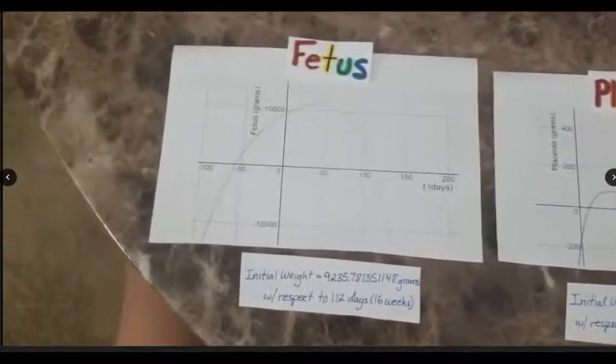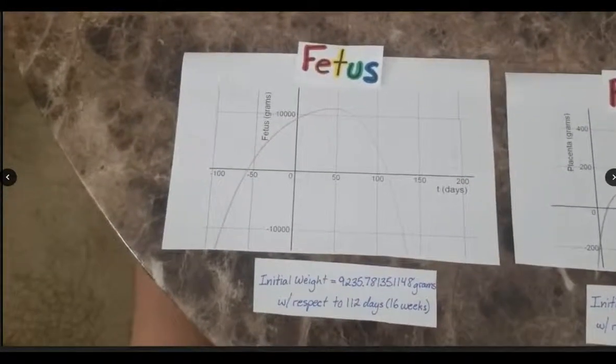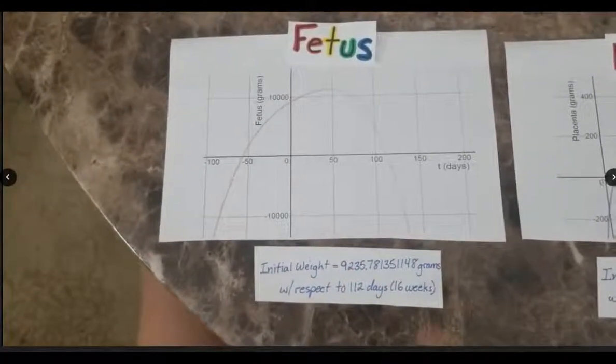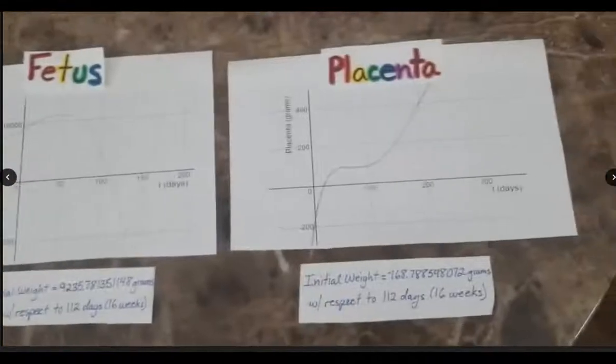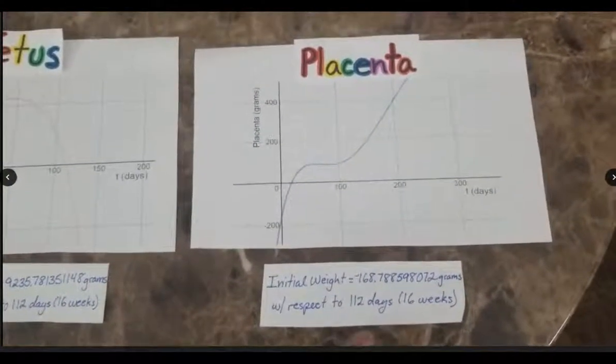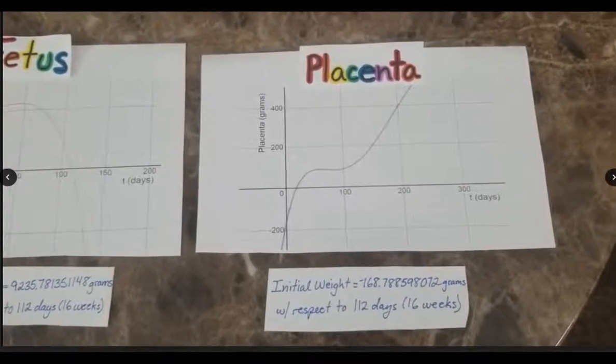So let's start with the fetus. So with respect to 112 days, or 16 weeks for this matter, the fetus is about 9,000 grams. I'm not going to say all those numbers. Whereas the placenta, with respect to time, in the same time period, is negative 168, a lot of numbers, grams.